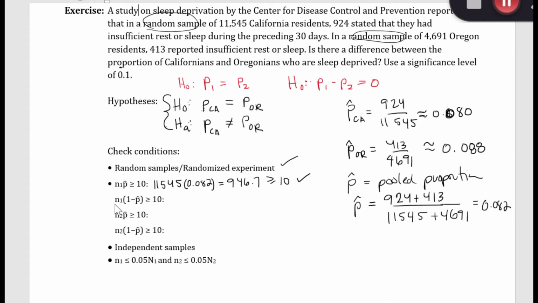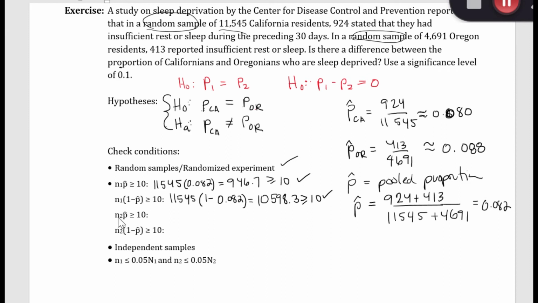Then I have to do n1 again. n1 is my sample size of my Californians, which is 11,545, times 1 minus my pooled proportion of 0.082. When you do that computation, you get 10,598.3, and that's greater than or equal to 10, so that's satisfied.